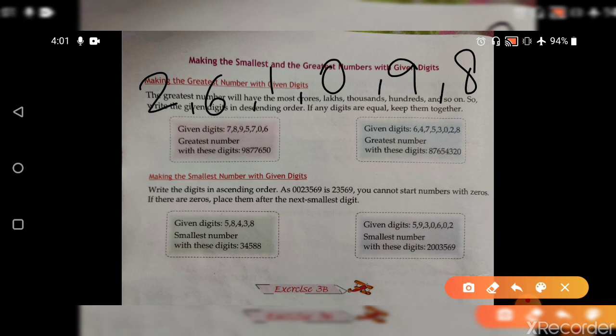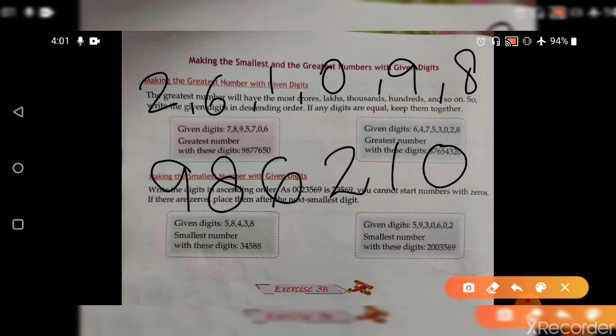For example, what is the highest digit here? 9. So we'll write 9 first. What is the next lower digit than 9? 8. Then 6. Then 2, 1 and 0. With this it becomes the highest number.